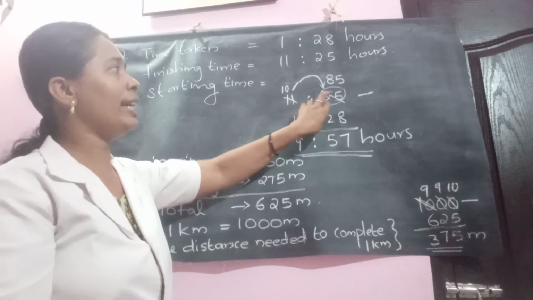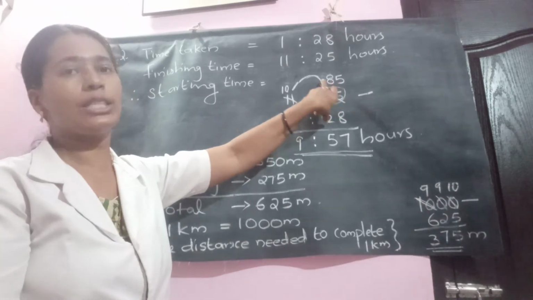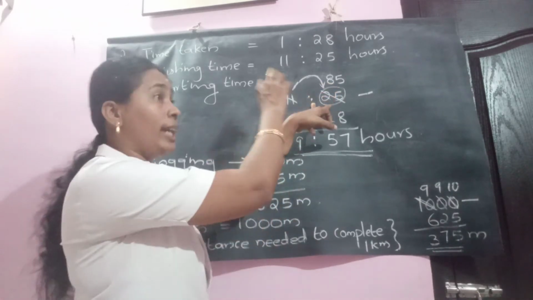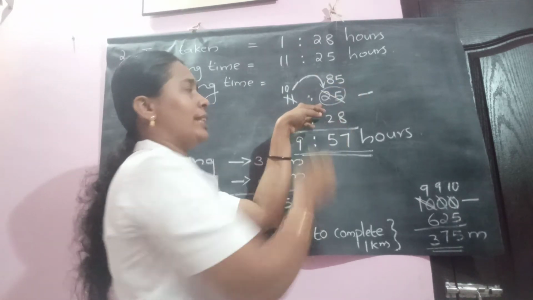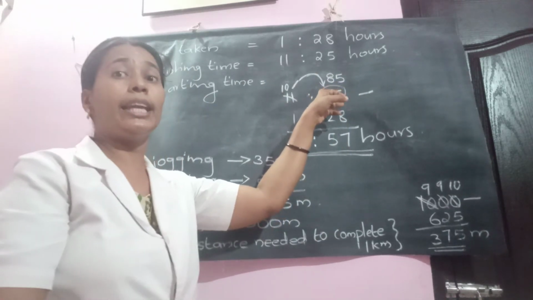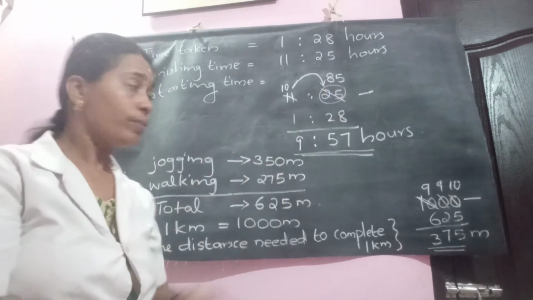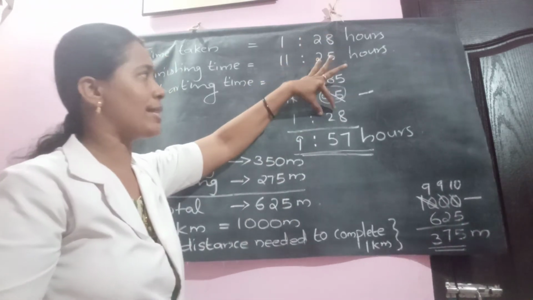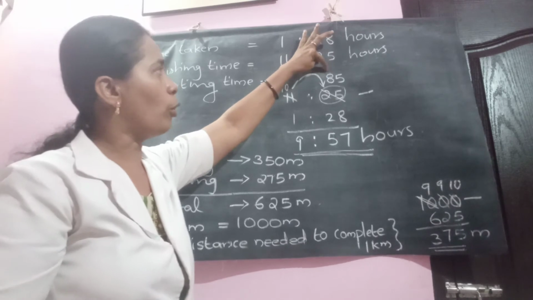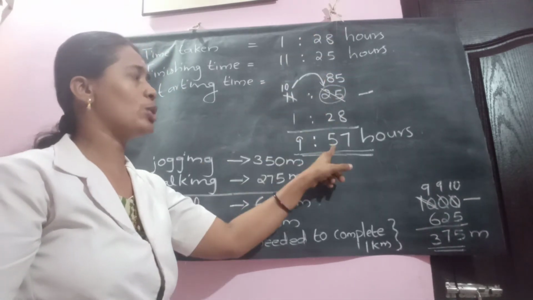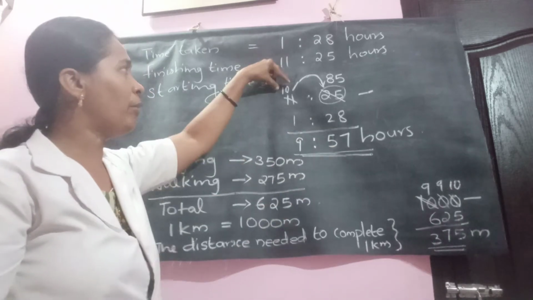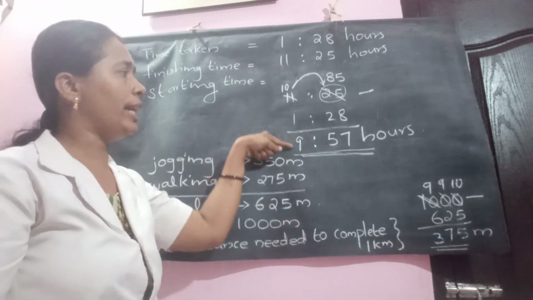So, 60 is added to this 25. Together you need to add the digits. So, 25 has cancelled and it becomes 85 now. Now, use 85 and subtract 28 from it. Borrow 1 from here. 15 minus 8 is 7. 7 minus 2 is 5. And we have 10 now. 10 minus 1 is 9.